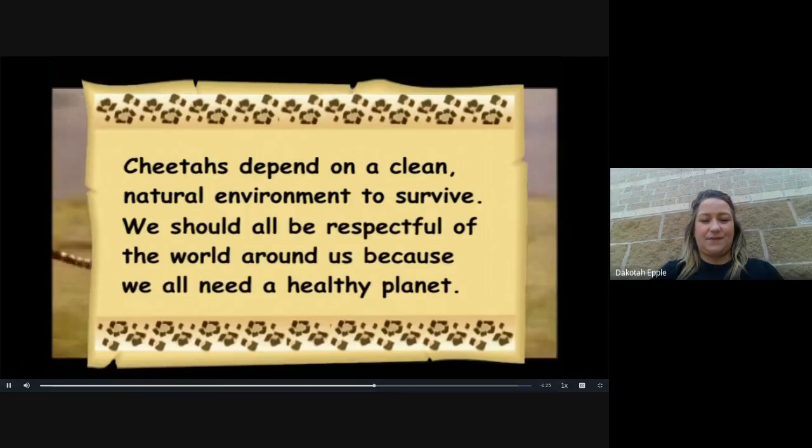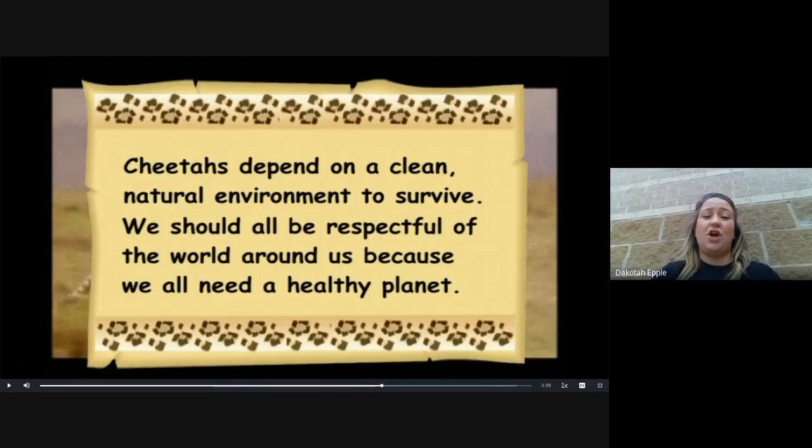We should all be respectful of the world around us because we all need a healthy planet. Okay, in that second sentence, it's telling us that we should all be respectful because we need a healthy planet. So is the author giving us facts and details, or are they trying to convince us or persuade us to keep our planet clean? So think, is the author informing us? Are they just sharing information, or are they trying to persuade us to keep our planet clean? This one can kind of be tricky.